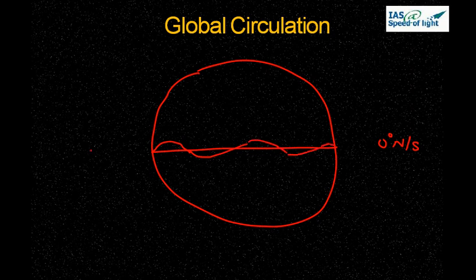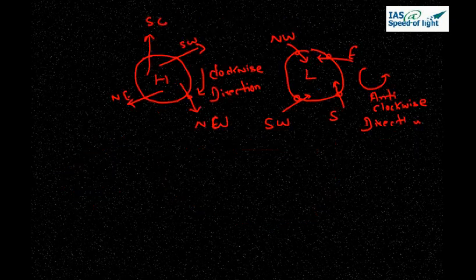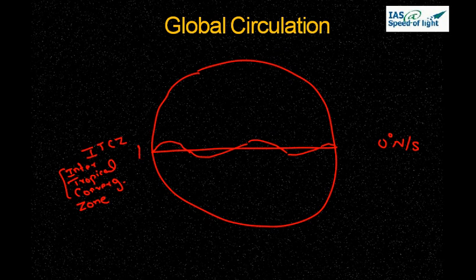This is ITCZ, the Intertropical Convergence Zone. Convergence means coming together. Intertropical convergence zone, and it is a low pressure area, right? It is a low pressure area because here we are getting direct rays of the sun, so air is rising.